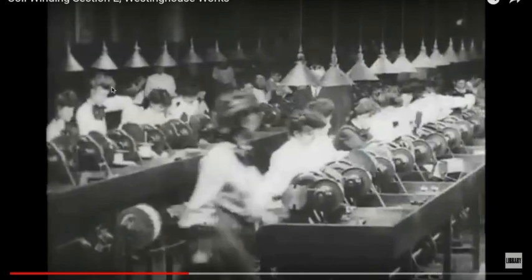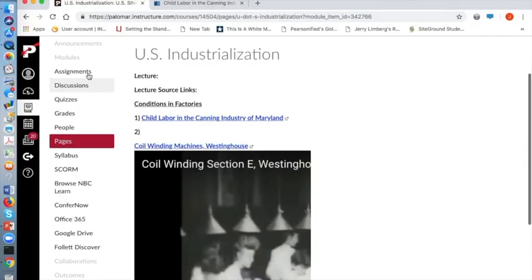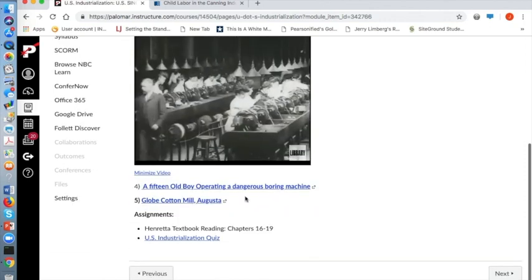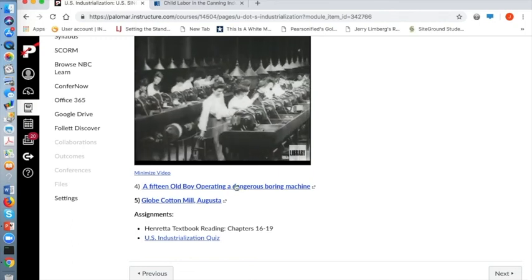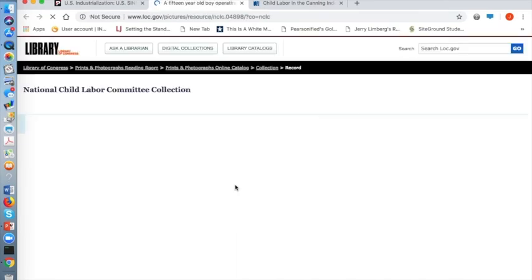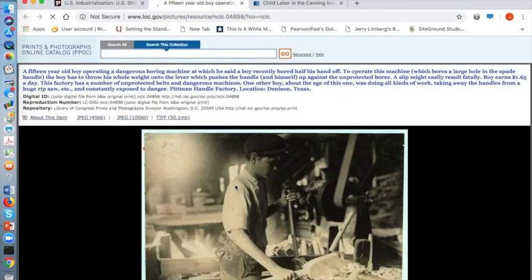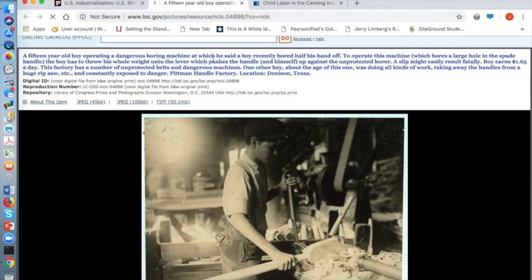All right, let me take a look at another source. This one is a 15-year-old boy operating a dangerous boring machine. Give me a second, there we go. If you look at the caption up here, it says a boy recently bored half his hand off.